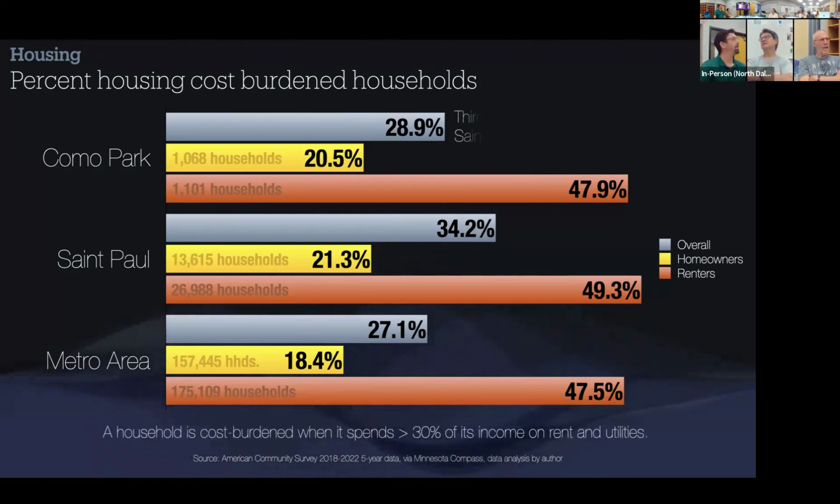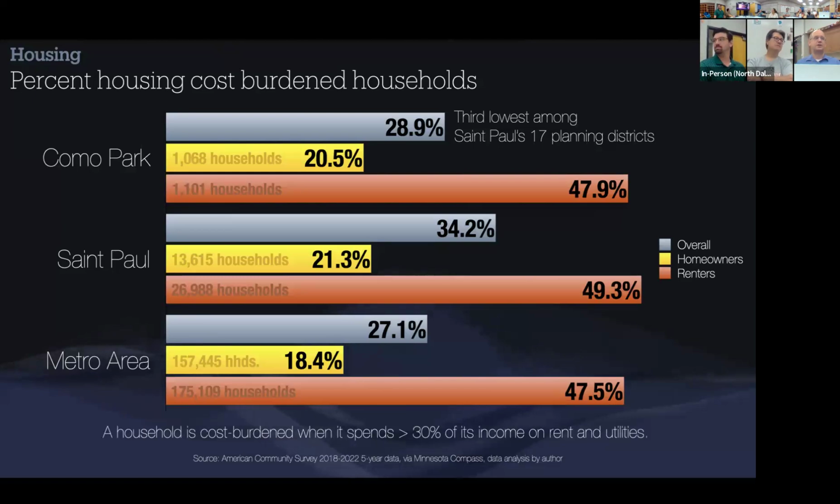Como's the third lowest, the third least cost burden among the 17 planning districts, but as you know, this is just an ongoing challenge. The Twin Cities are actually one of the more affordable, although there are some disparities that make that not as meaningful. But this is a metro-wide and, even worse in some ways, nationwide issue that we've been hearing about for good reason.